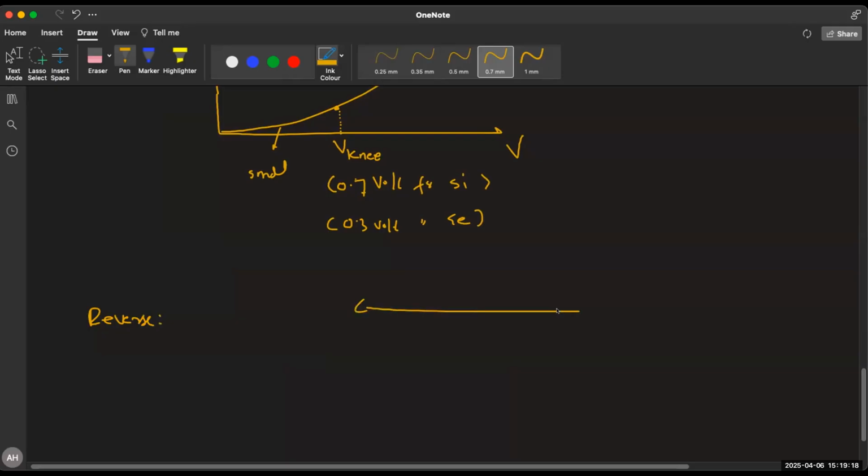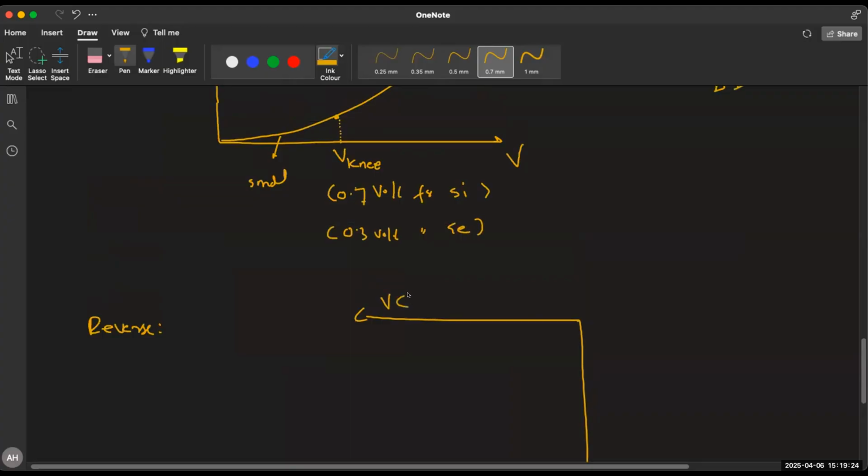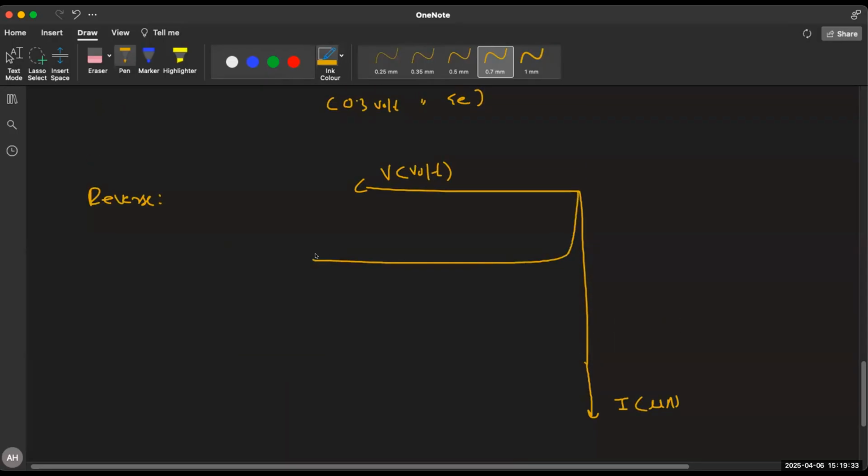When you reverse bias it, in reverse biasing, both get reversed. The polarity of voltage gets reversed, and current gets reversed, in the characteristics. Initially, there is a very, very small variation of current with the voltage up to a certain voltage, which is known as breakdown voltage, or sometimes known as knee voltage.